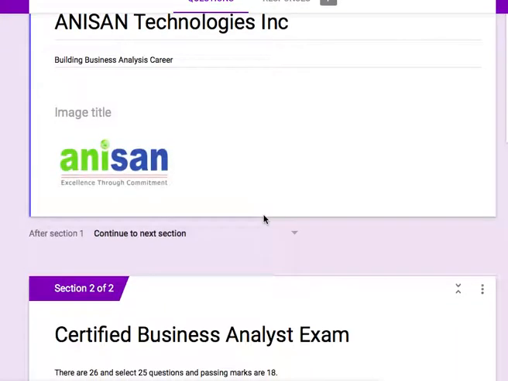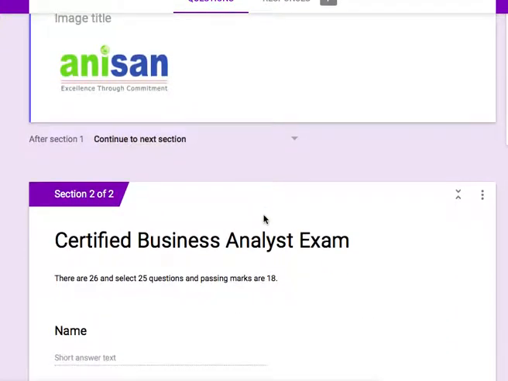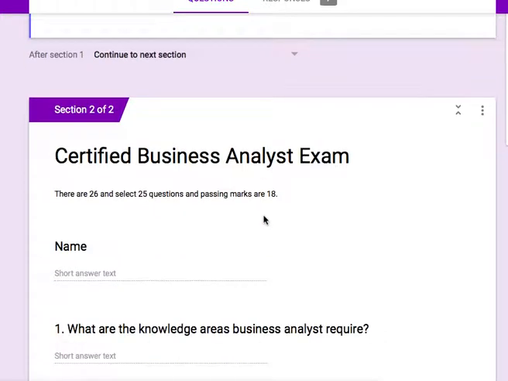Okay, in this session, I'm going to show you the sample CBA exam. Most of these exam questions are based on BABOK and SDLC and Introduction to Business Analysis, and some part from requirement engineering. So if you go through this exam, you will basically have to refer to all these books.